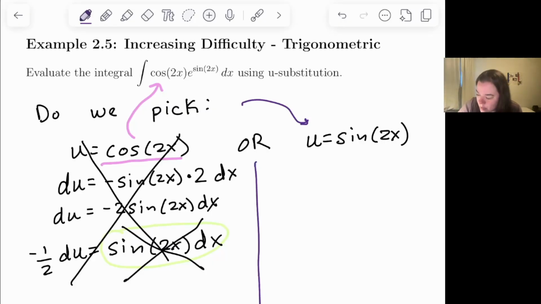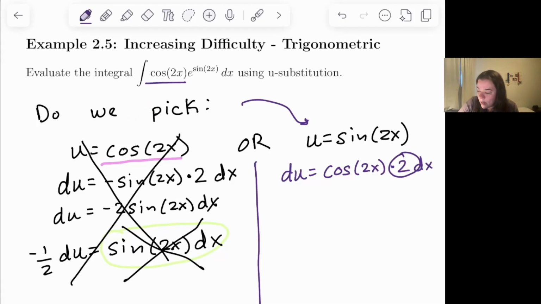Because watch what happens. The derivative du of sine of 2x is cosine 2x times 2, chain rule, dx. Because I look in the original problem and I don't see a 2 anywhere, I'm going to divide it over to the other side in my scratch work. So really what I have is 1/2 du is equal to cosine 2x dx. And look, I have perfect matches.